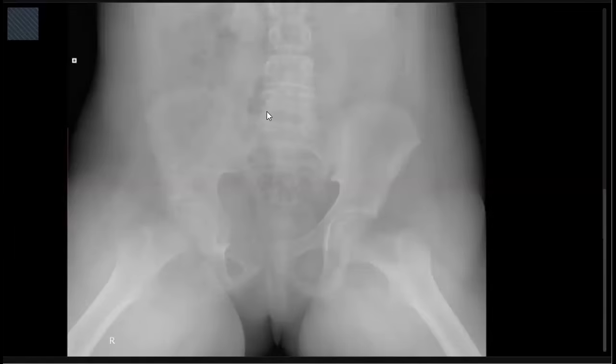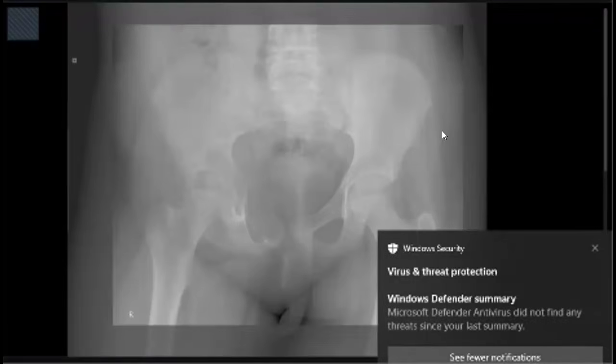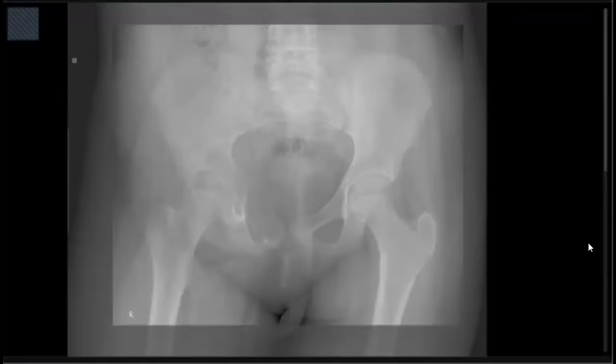Okay, I'll give you another image, maybe clearer. Can you look? This is another image, the same patient but another view. So even in this view, I am suspecting injury to the acetabulum and the superior pubic ramus.